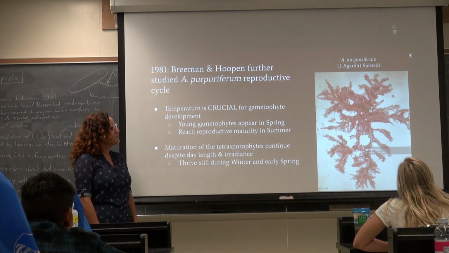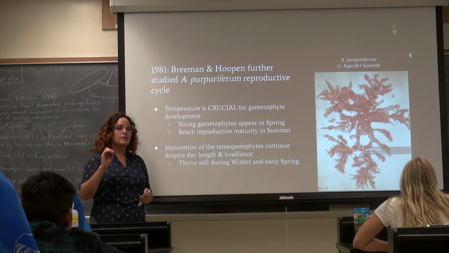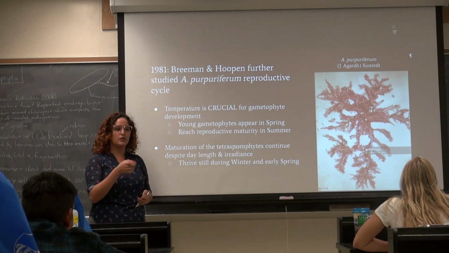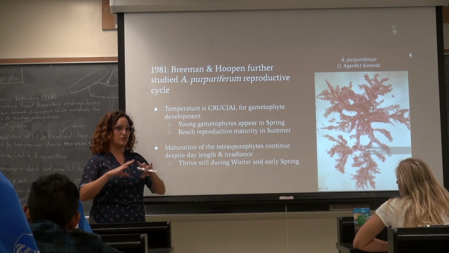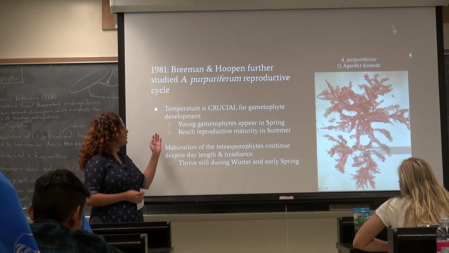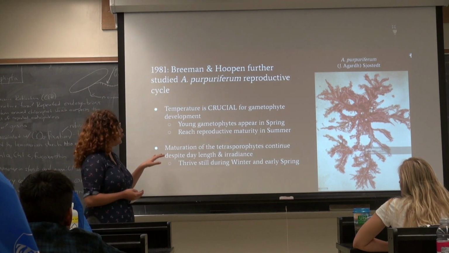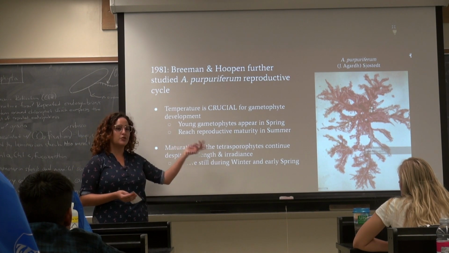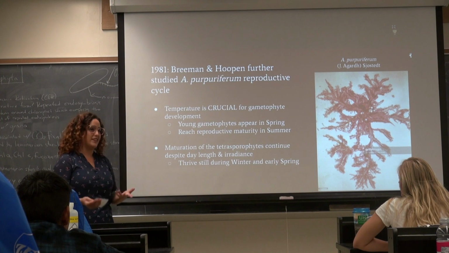What they ended up discovering is that the gametophytes are very dependent on the temperature. If there was only 1 degree Celsius of a difference, then the gametophyte wouldn't sexually mature. So they would find these gametophytes in late spring when the waters are starting to warm up, and then they reach reproductive maturity around summer. And then they disappear. But they actually don't.